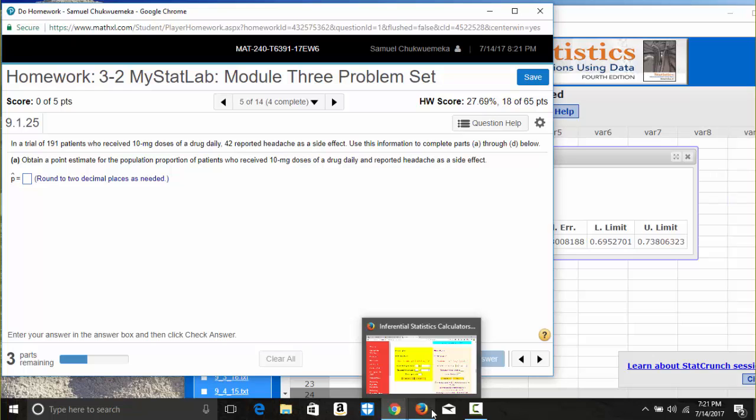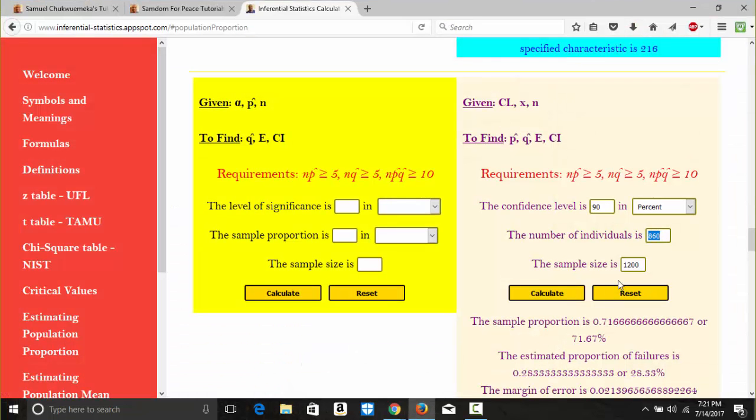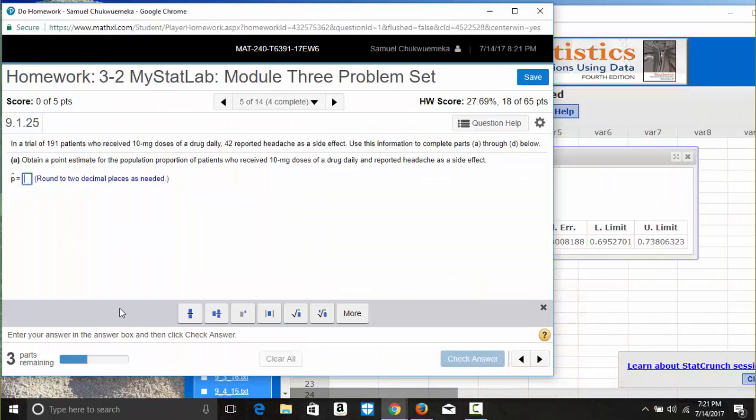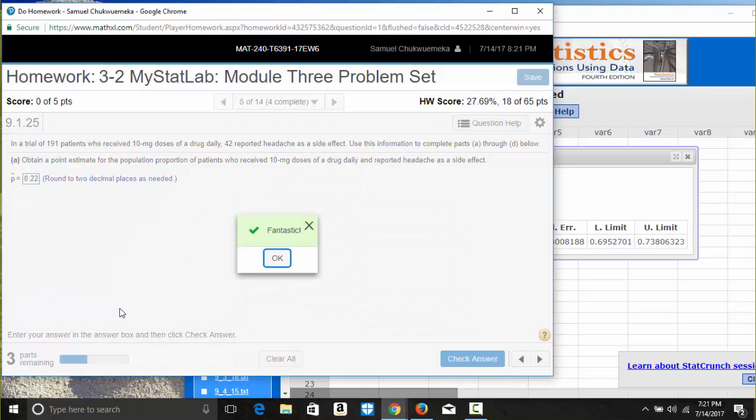So you just do 42 here. X is 42 and n is 191, and just press calculate. So the sample proportion is 0.22. Sample proportion is 0.22. They say round to 2 decimal places.